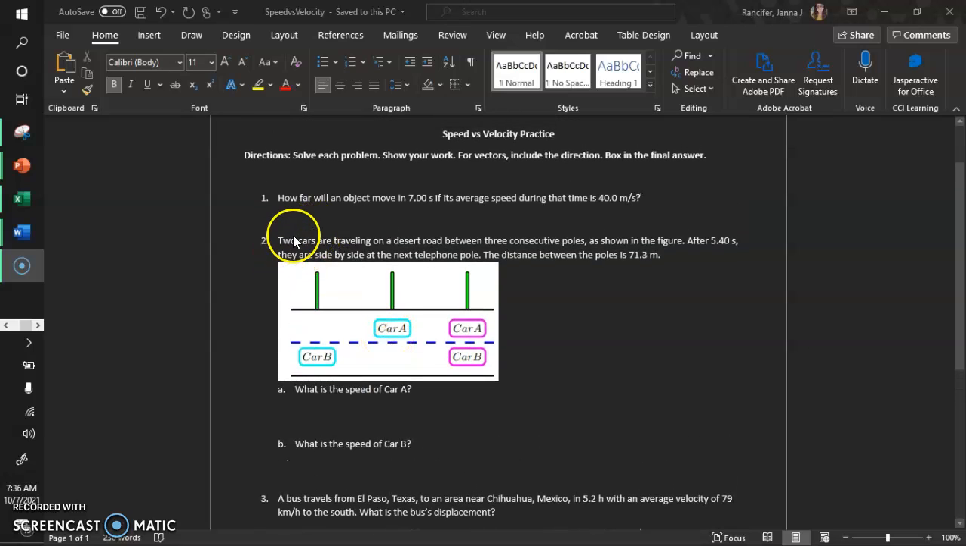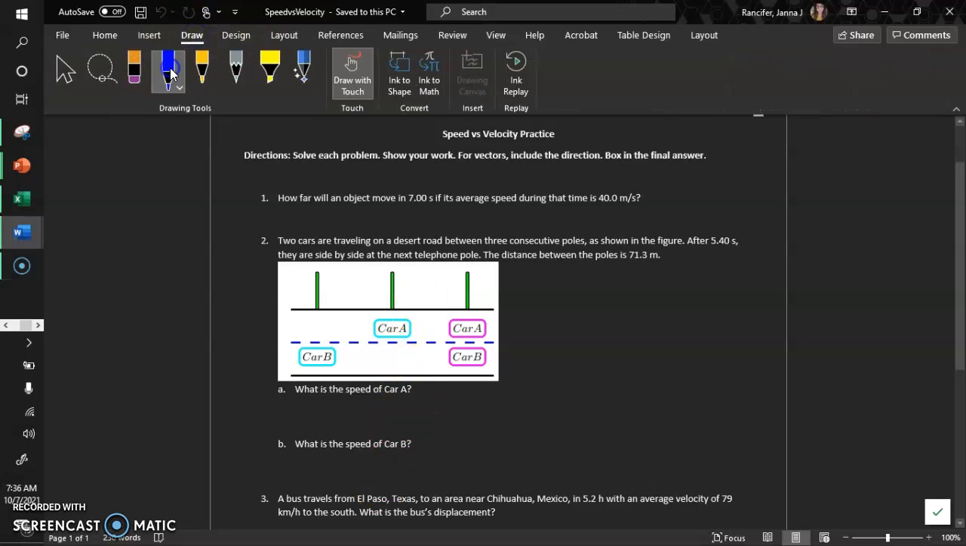So number 2, two cars are traveling on a desert road between 3 consecutive poles as shown in the figure. After 5.40 seconds, the two cars A and B are side by side at the next telephone pole. The distance between the poles is 71.3 meters. Question asks, what is the speed of car A? What is the speed of car B?